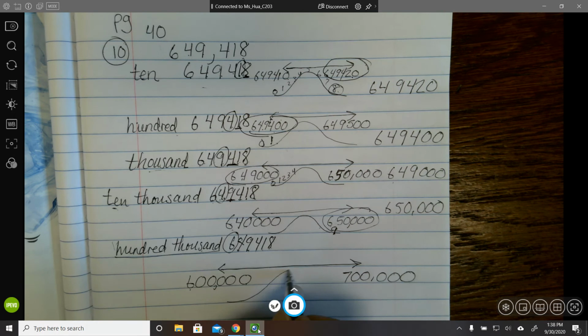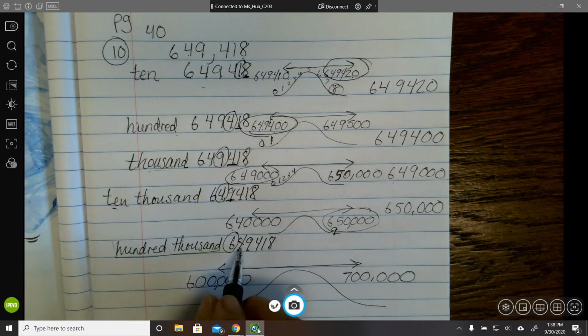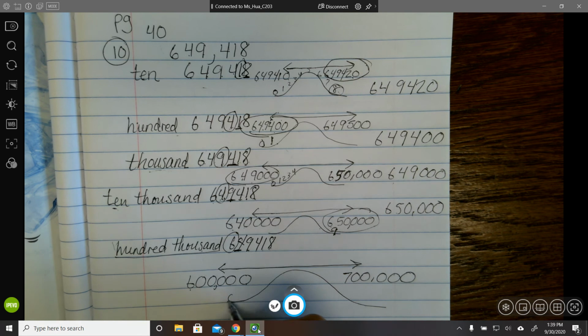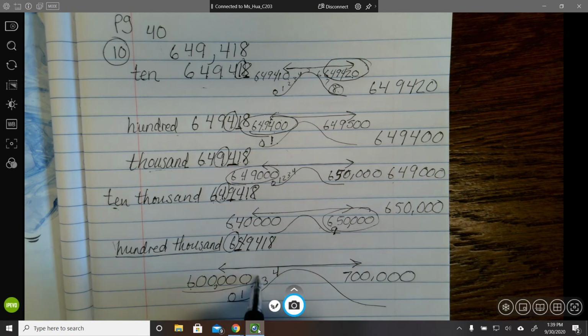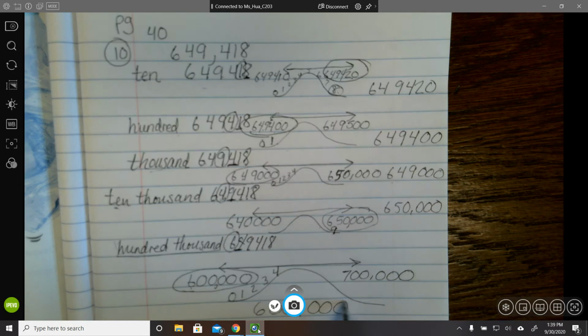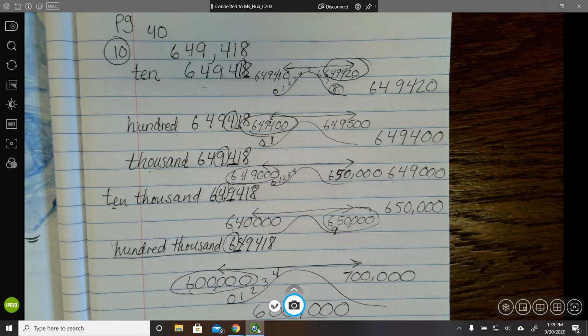Now, I'm going to do my bell curve right here. Okay? I'm focusing on the 4. It's 0, 1, 2, 3, 4 is over here. So therefore, my rounding into the 100,000 with this place value, it's going to be 600,000. So far, so good? Now, check to make sure that you understand that.